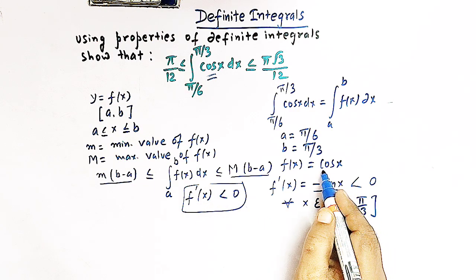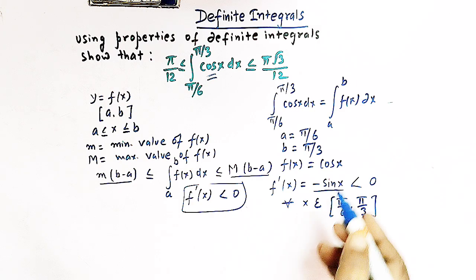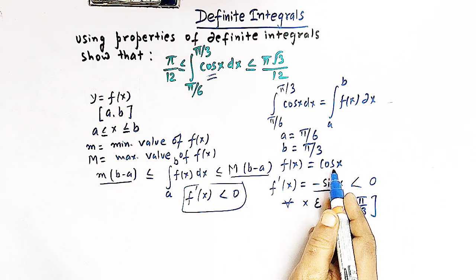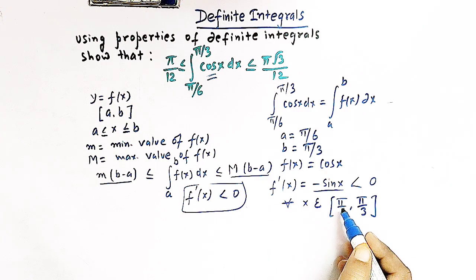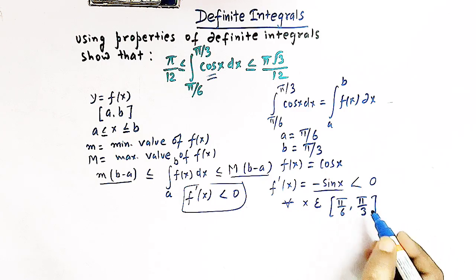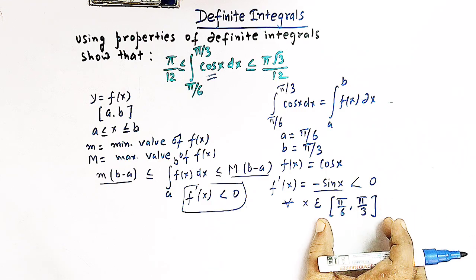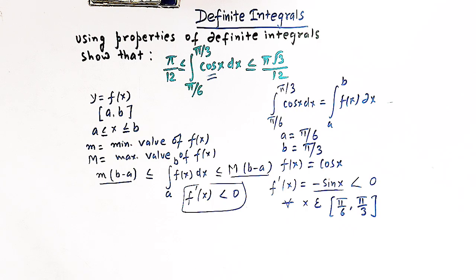So the function cosine x is strictly a decreasing function in the interval 0 to pi by 2, right? So in the first quadrant the cosine function is strictly decreasing. Here we are given the interval pi by 6 to pi by 3, and this interval is a subset of the interval from 0 to pi by 2.